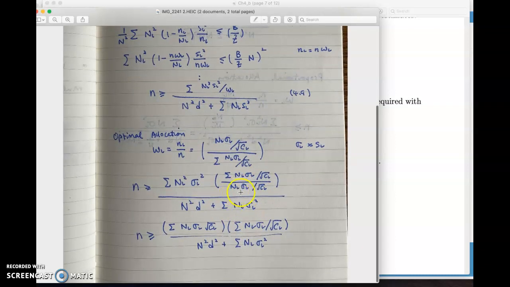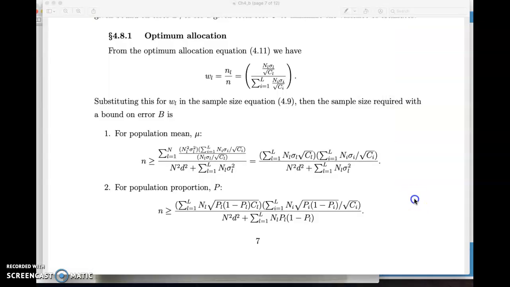What we have is that NL sigma L could be cancelled out here by 1, and we have 1 over square root of CL. In this case, this is in the denominator, so in other words, that could go up into the numerator. So we have the summation of NL sigma L multiplied by square root of CL for the first bracket. Then for the second bracket, we have the summation of NL sigma L divided by square root of CL. So the two are different, and the denominators are the same. That's why we have these equations defined.